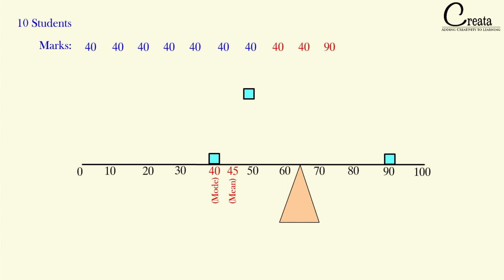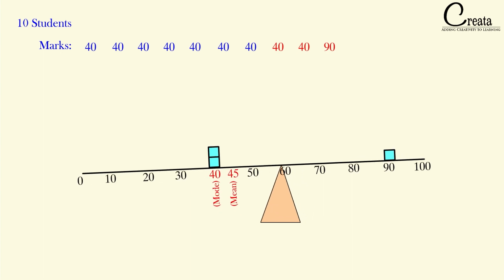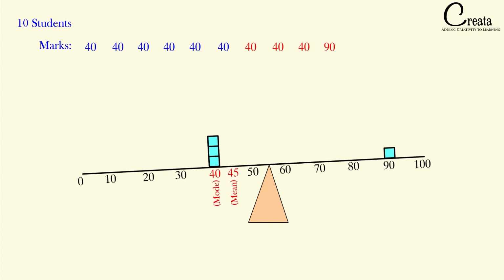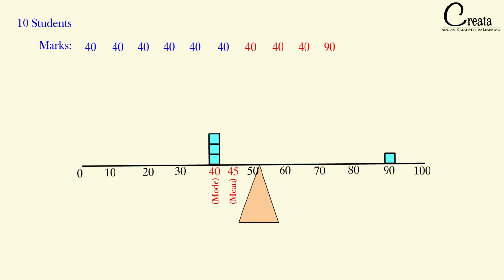Further, let's take the second student. Let's add 40 to the balance scale. Again, our balance will be disturbed. We have to slightly move our balance point to the left hand side to balance the complete scale. Again, let's add one more student at 40. Again, our balance will change and we have to shift our balance point to the left. Similarly, if we keep on adding all these students at the point 40, that is the marks they got, we have to keep on moving our balance point to the left hand side. Ultimately, once we add all the students, we got a point where we can balance the complete scale.